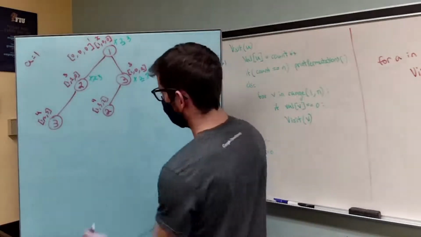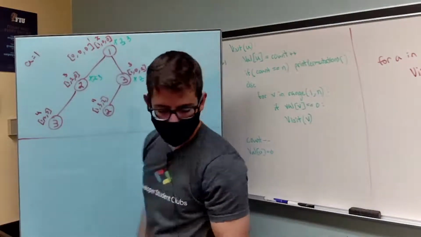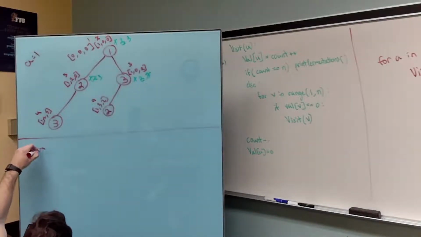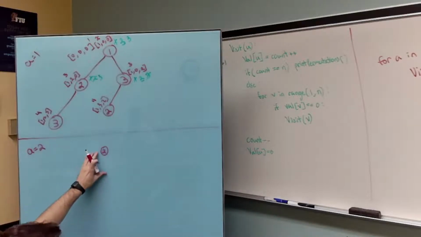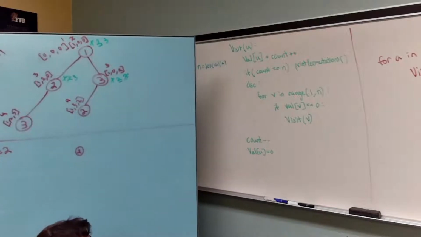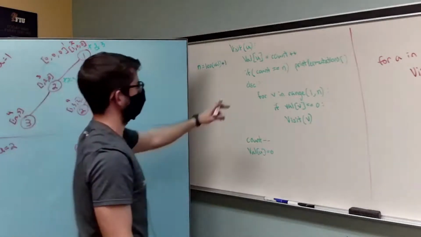So now let's do when A is equal to 2. You agree now that u starts off with 2, right? You guys agree with that? Okay, cool. So what does that mean? What's my val? How is it going to be changed?